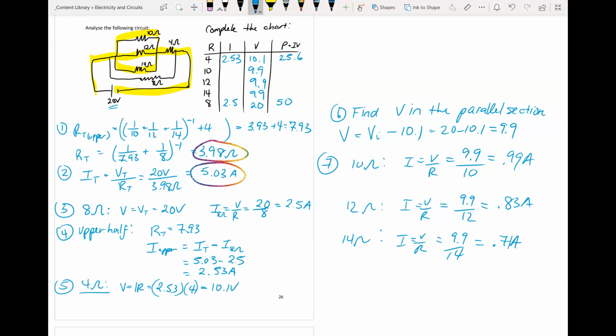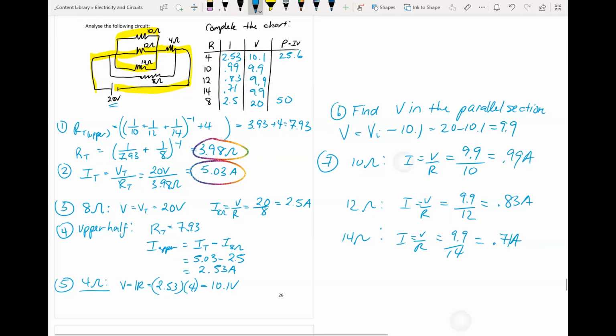And we're going to just fill in the chart here. So the 10 ohm one was 0.99, the 12 ohm one is 0.83, and then the 14 ohm one is 0.71. Then lastly, you can fill in the power portion, which is I times V. So 0.99 times 9.9 is 9.8. I times V here is 8.2. I times V here is 7. And then that's it.